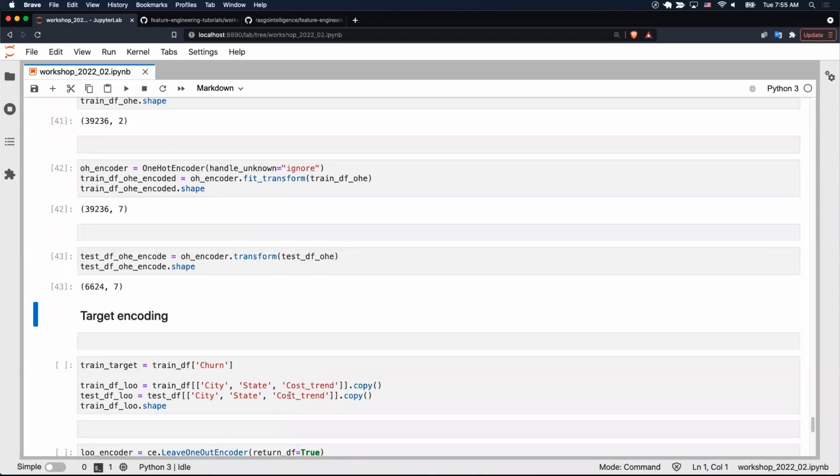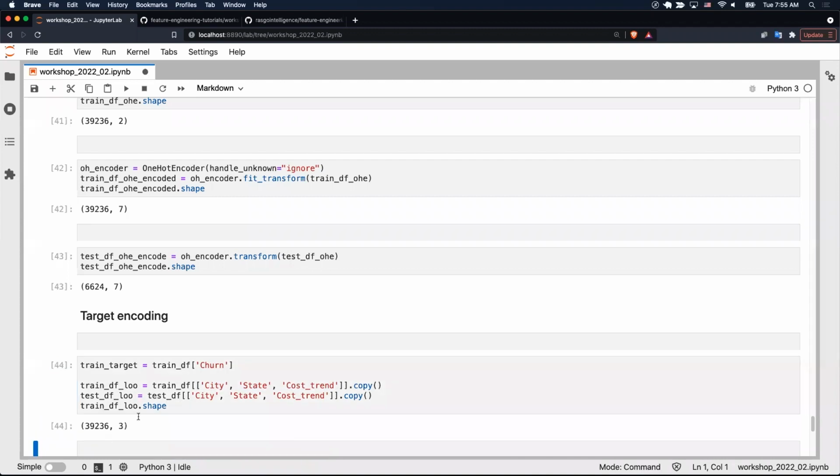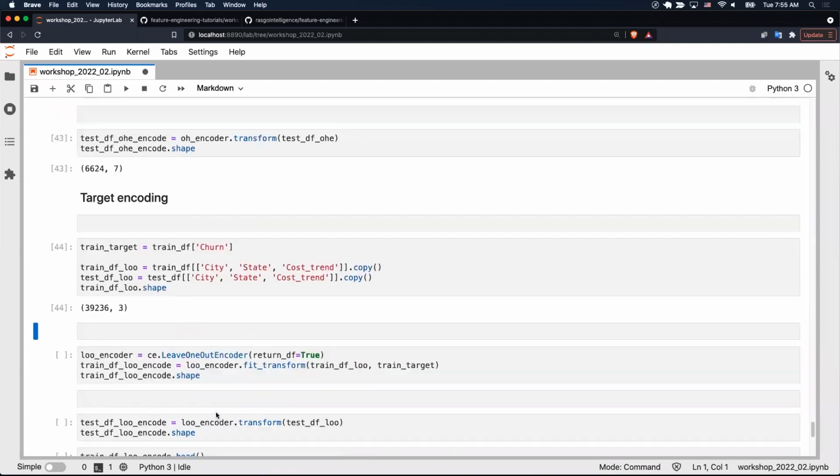On the other hand, that cost trend has lots of different values. There is no way I'm going to want to one hot encode that. I'm going to blow up the total number of variables in my data set. So the same thing is going to happen for city and state. So in this case, I'm just going to pull in city and state and look at a training and test set. So here I only have three features.